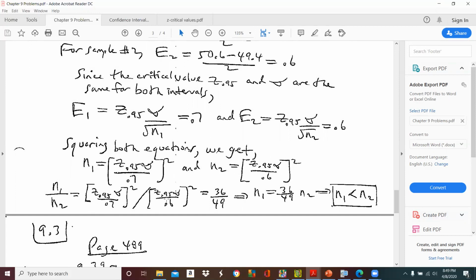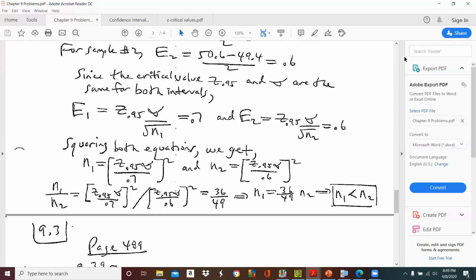I divide these two values, and what ends up happening, the Z's cancel, the sigmas cancel, and I end up getting 0.36 divided by 0.49, or 36 divided by 49, which, by the way, is less than 1. If I multiply both sides by n2, I say that n1 is equal to 36 divided by 49 times n2, which means n1 is less than n2.